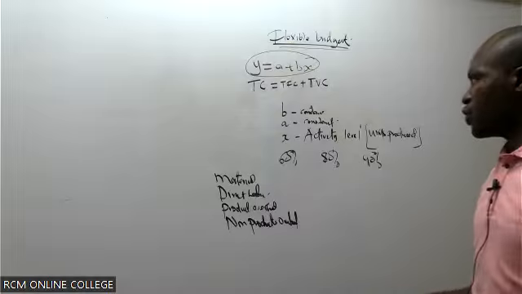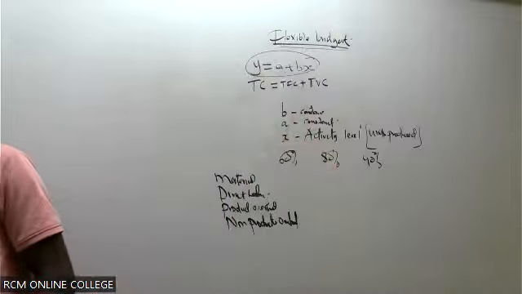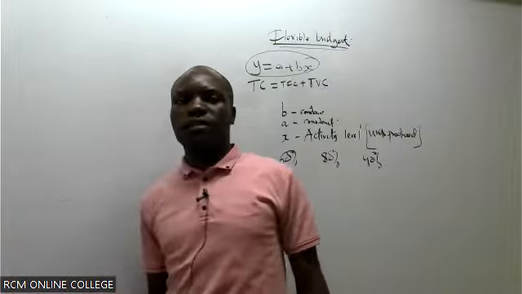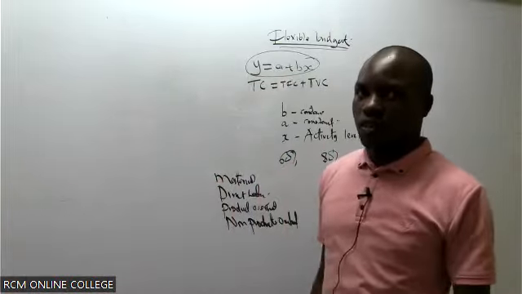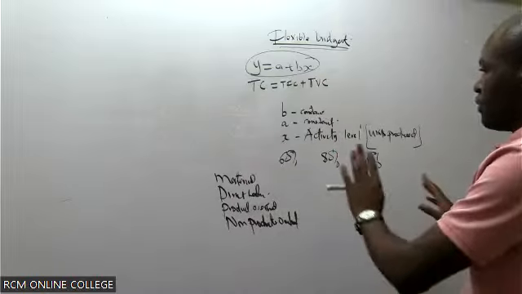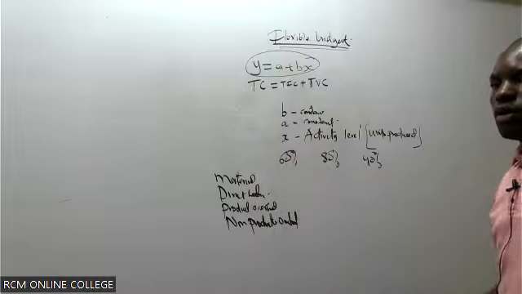So ukiangalia vizuri, is it May 2019 question number 5A? May 2019 question number 5A, you'll be able to see what is given there. They are giving you percentages, they are giving units of output. So it is upon you to identify this.